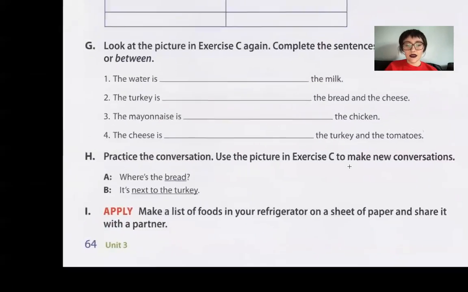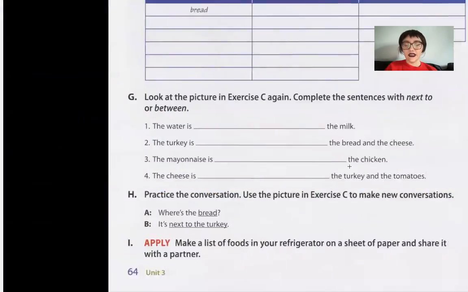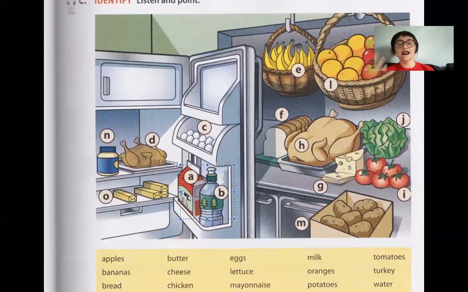So what you can do is I can ask you, well, where's the bread? And you can say on the counter. Or you could say the bread is next to the turkey, right? You can say that. Right? Where is the chicken? The chicken is in the fridge over the butter, right? Okay, so what you can do with this is talk about your own fridge, right? Think about your fridge and say, okay, where is my milk? Where is my chicken, right?